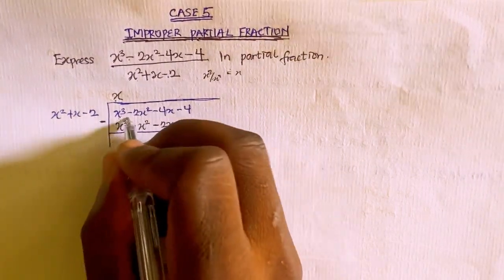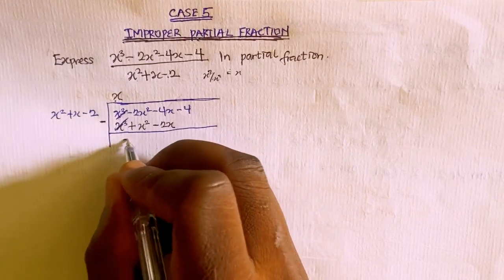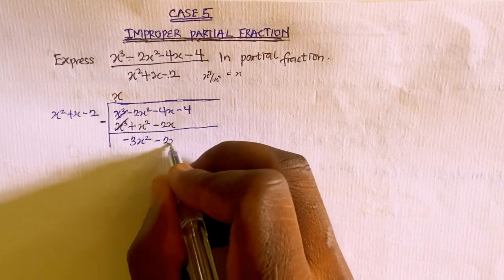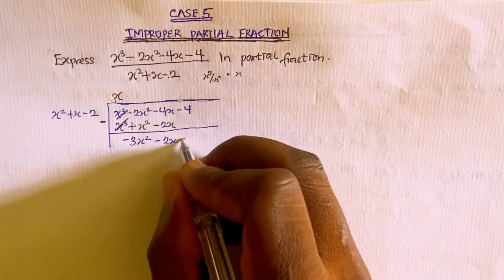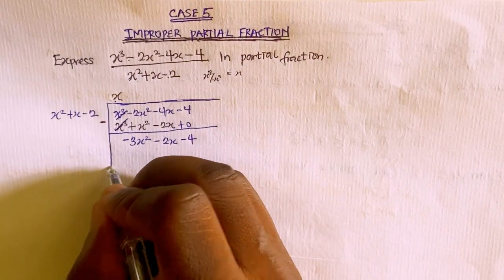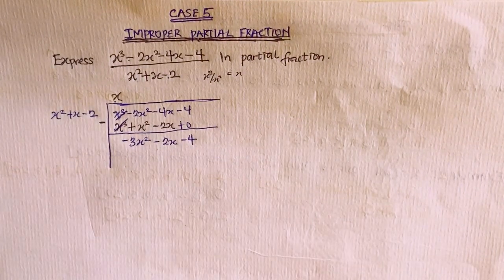this cancels out. Then I will have minus 3x squared, then minus 2x, then I will have minus 4, because this is actually plus 0, which is minus 4. Then after that, I will go ahead and divide again.